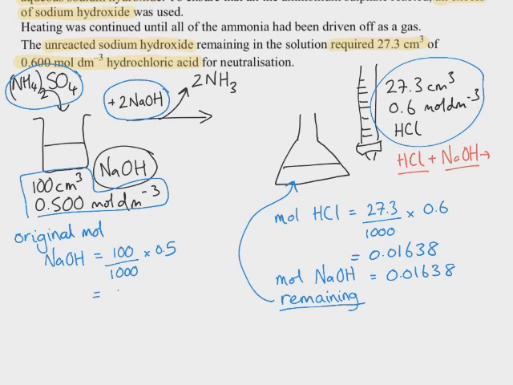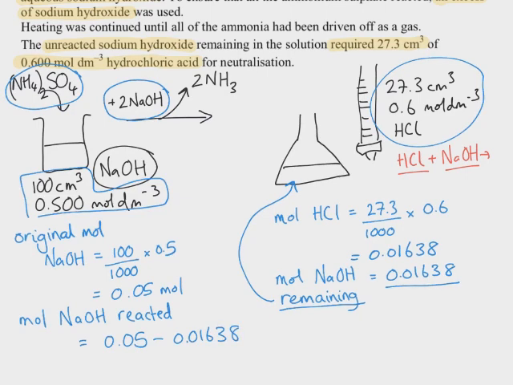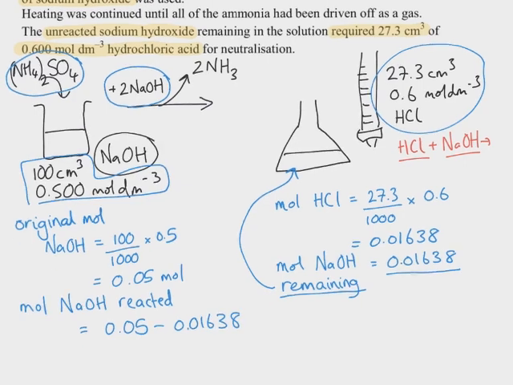and that gives me 0.05 moles. So that's the moles before the ammonium sulfate was added. And then on the right hand side, we've worked out the moles of sodium hydroxide after the ammonium sulfate was added. So we can work out how many moles of sodium hydroxide reacted with that sample of ammonium sulfate. It's just going to be the moles that I had minus the moles that I've got remaining in the flask, and that's going to give me sensible numbers all around.